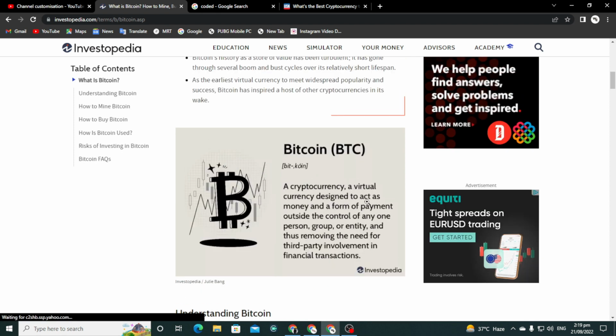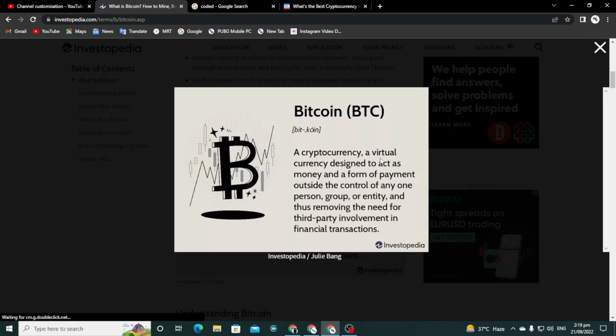Here is another introduction of it. A cryptocurrency, a virtual currency designed to act as money and a form of payment outside the control of any one person, group, or entity, and thus removing the need for third party involvement in financial transactions. So this is the base, a very brief, short and precise introduction of Bitcoin and cryptocurrency.